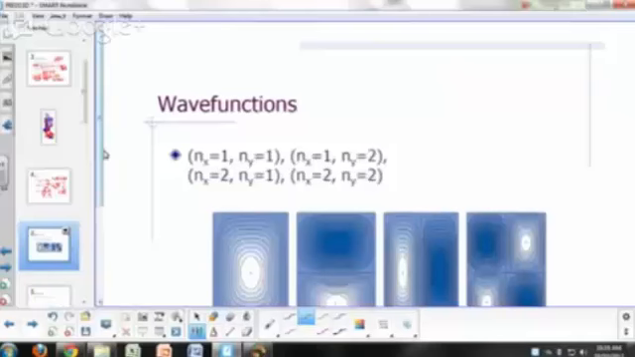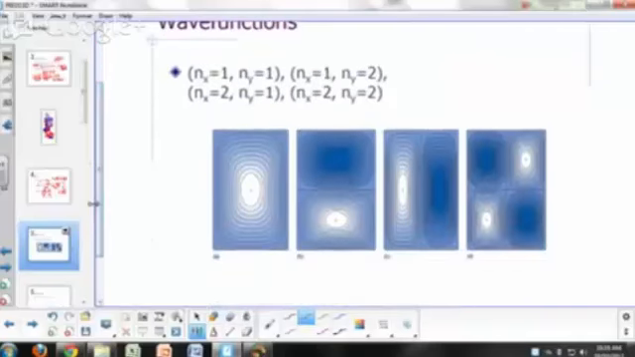This is what the graph should look like. Okay, remember we said we have to specify two quantum numbers, n sub x and n sub y. By specifying the value of n sub x and n sub y, you are specifying what the wave function is. So if both of them are 1, this is the graph that you'll see. This is a contour plot.